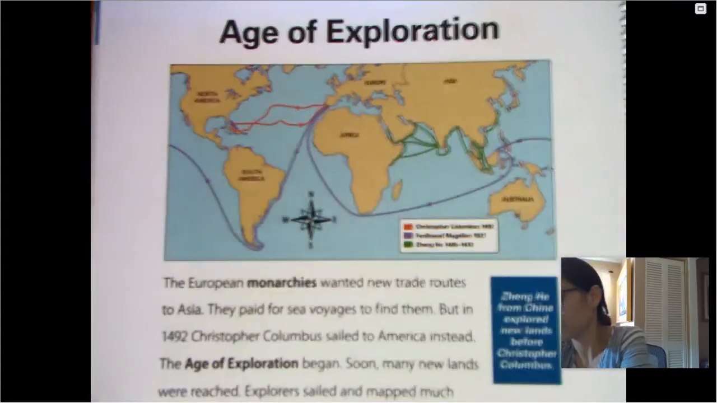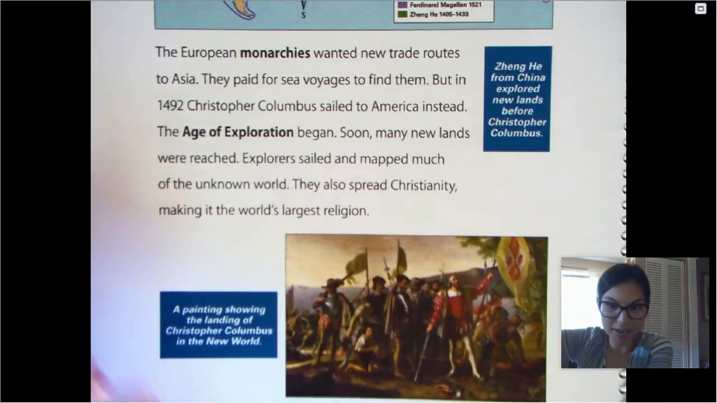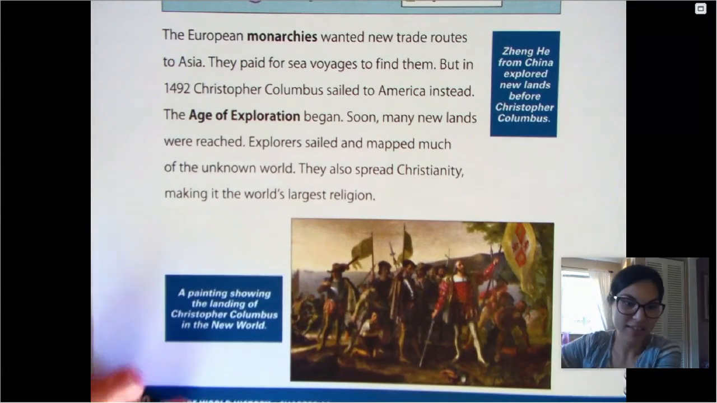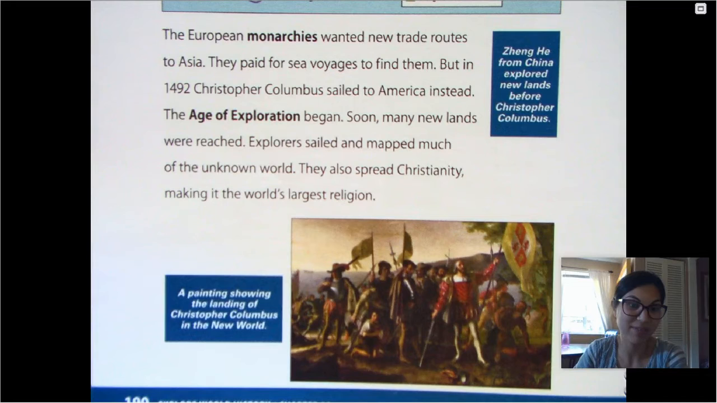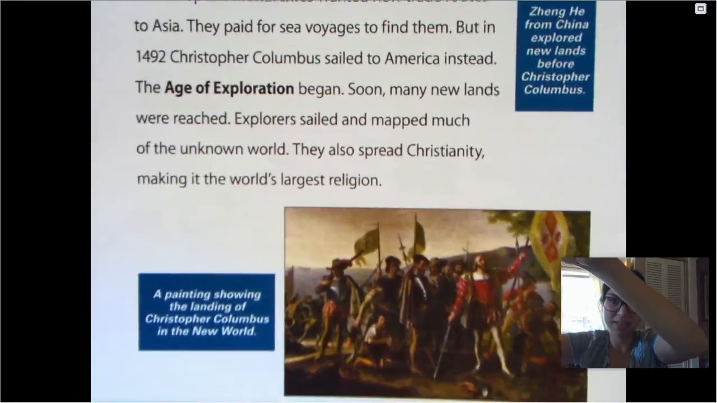All right, looking at this picture down below at the bottom of the page, this is a painting showing the landing of Christopher Columbus in the New World. And I'll zoom in a little bit so you can see that.